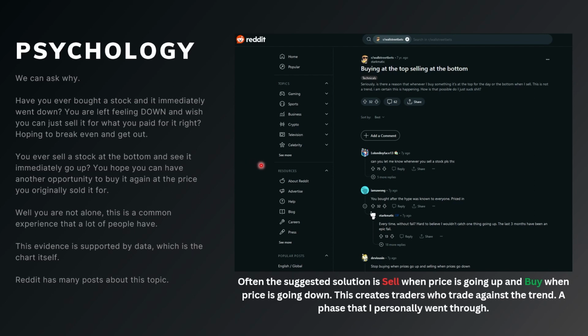So oftentimes the solution, or the next phase, the phase I went into, or the day trader might go into, is dollar cost average, or sell when the price is going up. So start taking shorts or sell the stock when the price is going up, and buy when the price is going down. So as the price is going down, you're buying and buying and buying. And what ends up happening is you start catching knives and you start holding the bag.